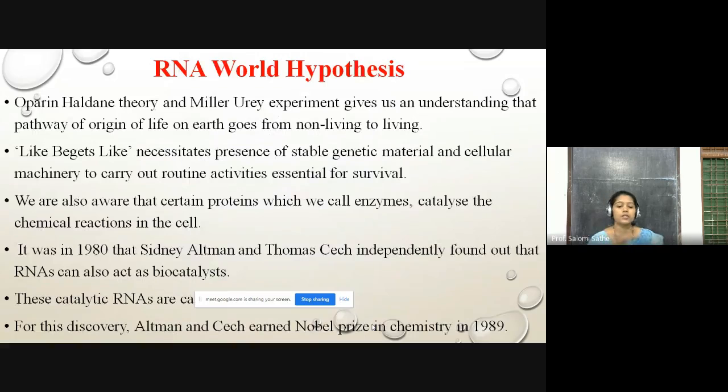Now the second topic is the RNA world hypothesis. Oparin's theory and the Miller-Urey experiment give us the understanding that the pathway of origin of life on Earth goes from non-living to living. I repeat, from non-living compounds to the living organism.